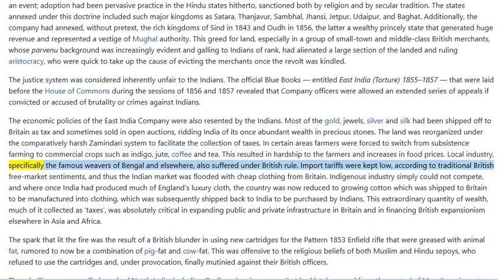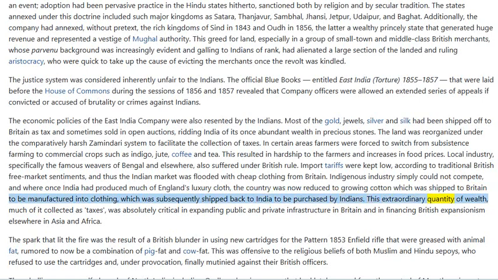Local industry, specifically the famous weavers of Bengal and elsewhere, also suffered under British rule. Import tariffs were kept low, according to traditional British free market sentiments, and thus the Indian market was flooded with cheap clothing from Britain. Indigenous industry simply could not compete, and where once India had produced much of England's luxury cloth, the country was now reduced to growing cotton, which was shipped to Britain to be manufactured into clothing, which was subsequently shipped back to India to be purchased by Indians.